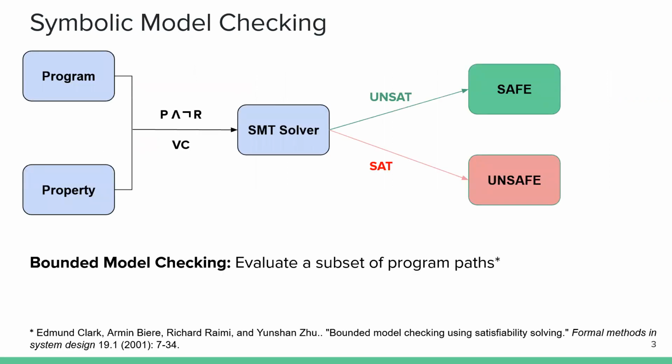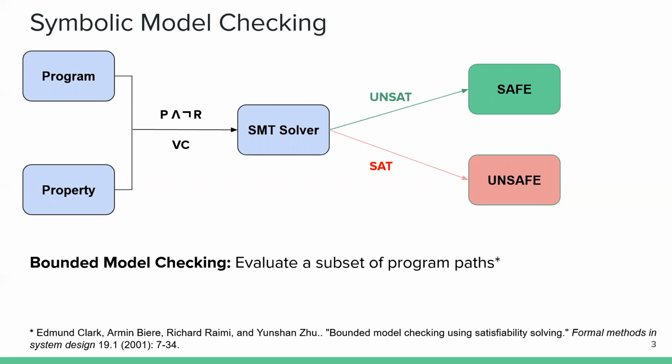One of the more popular approaches for program verification is called symbolic model checking. In symbolic model checking, we encode the program into a logical formula P and we assert the negation of the property that we want to verify. Together, this conjunct of P and the negation of the property R is sometimes called a verification condition, or a VC. Next, we feed this VC to an SMT solver.